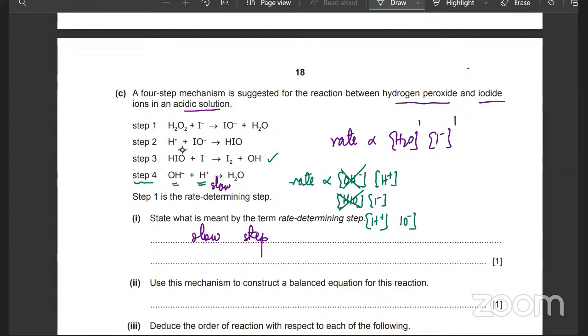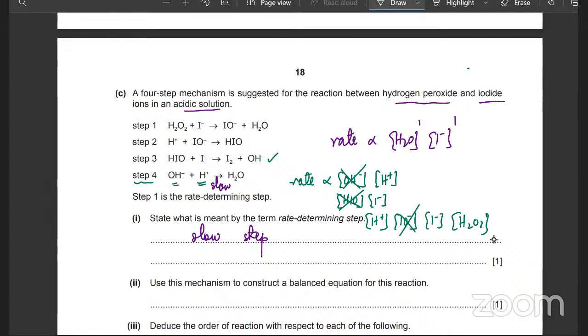But then when I say the rate depends on IO-1 concentration, I figure out that IO-1 itself is an intermediate that depends on I-1 and H2O2. So I'm going to cut out IO-1. That's my final rate equation. The rate depends on all of these things. I removed OH-1 and replaced it with HIO and I-1. Then I figured out that HIO is an intermediate that depends on H+1 and IO-1, and IO-1 is an intermediate that depends on these two things.